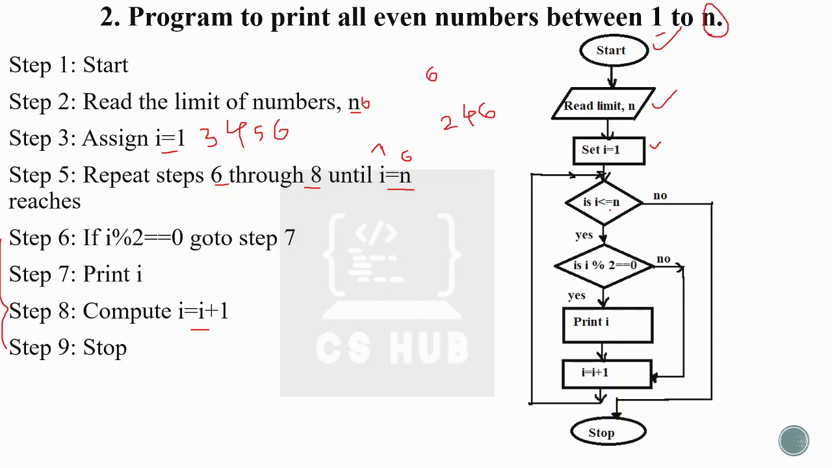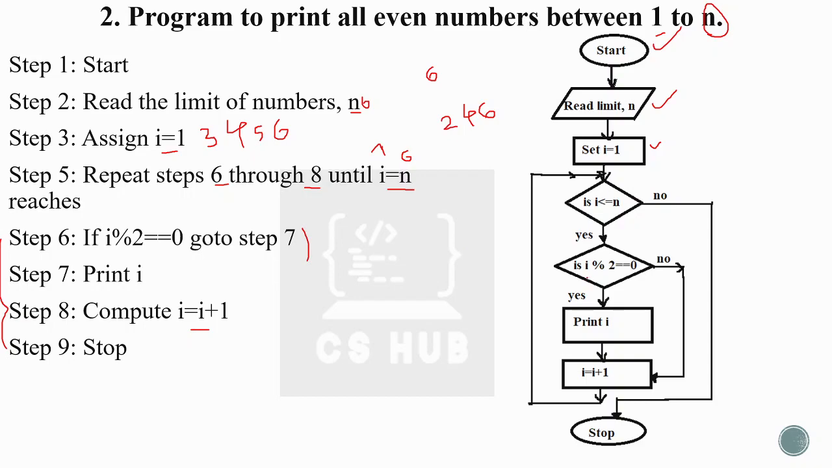This is the loop part. If I is less than or equal to n, two values are there. First one is yes and second is no, of course. So when the condition is violated, when it is no, it directly goes to stop. Or if it is yes, then we check another condition, I mean even or odd checking.